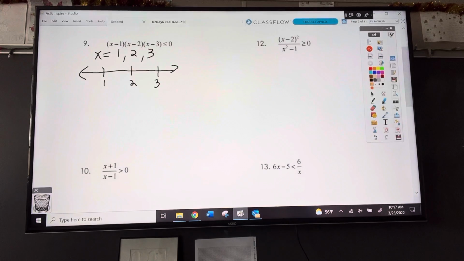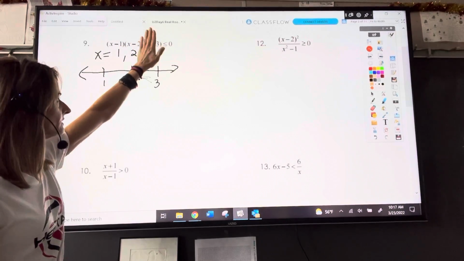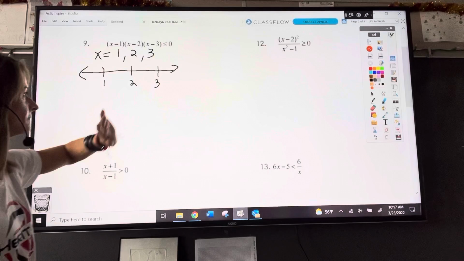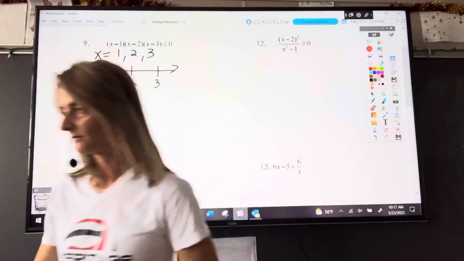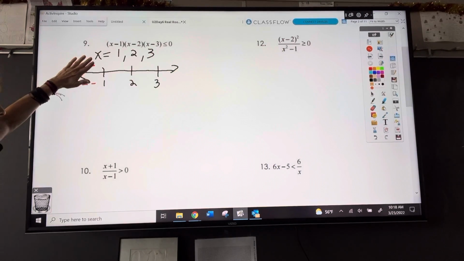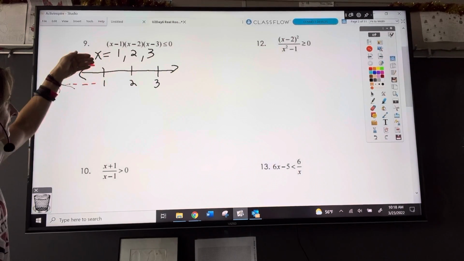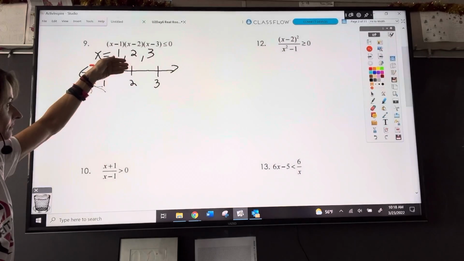So let's pick a value below 1. I like 0. If I plug in 0 here, what are the signs of each of those terms? 0 minus 1 is a negative. 0 minus 2 is a negative. 0 minus 3 is a negative. So this would be a negative times a negative times a negative. I'm just going to write 3 negatives, no parentheses. A negative times a negative times a negative is a negative. So this graph from negative infinity up to 1 is below the x-axis because these y values are negative.